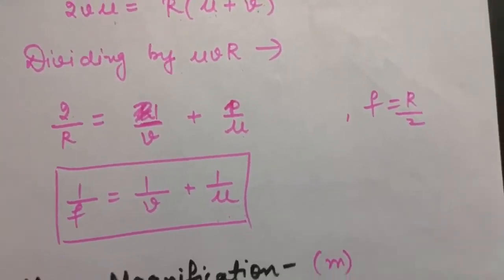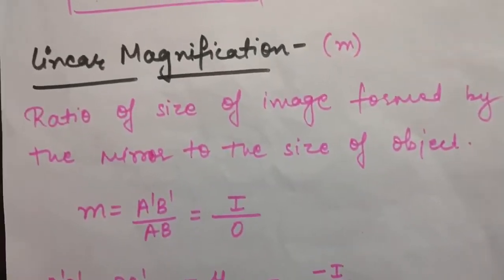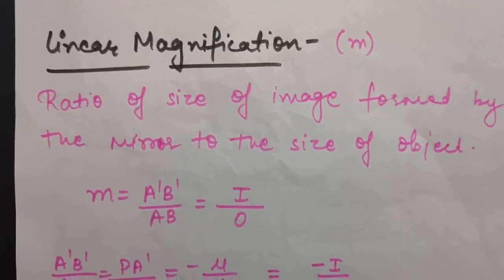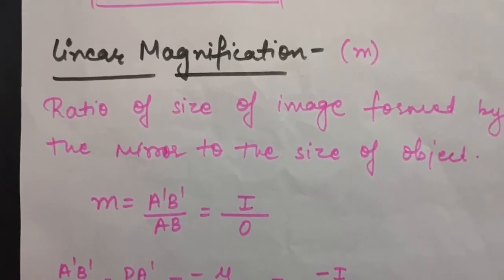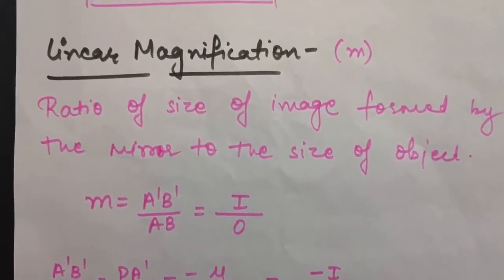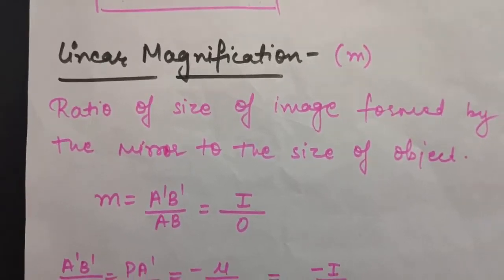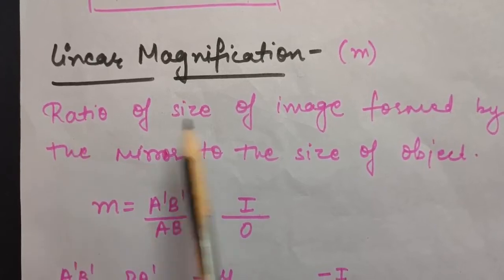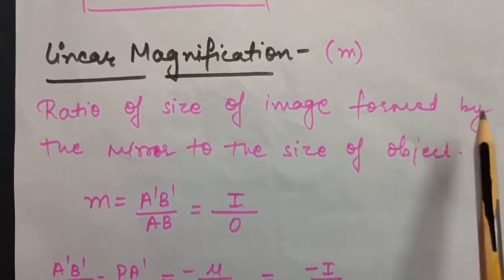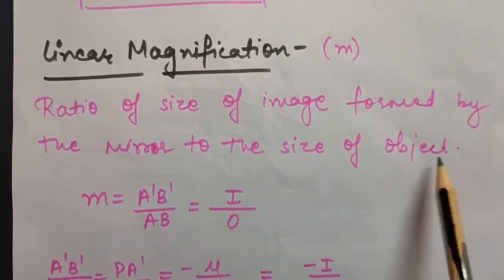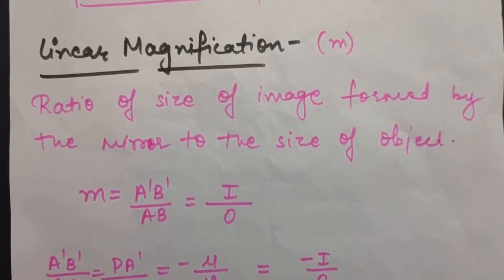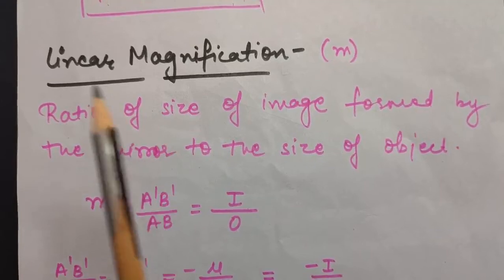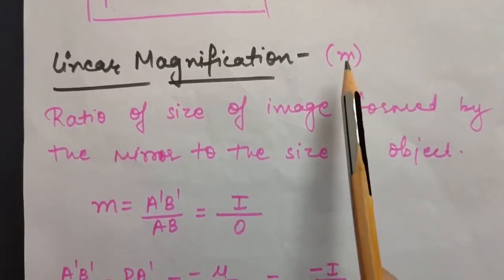Okay, now let us study one more term called linear magnification. The linear magnification tells how your image is formed, that is, either it is formed real or virtual, or it is formed magnified or diminished. First of all, the ratio of the size of the image formed by the mirror to the size of the object is called linear magnification. We will be denoting linear magnification by small m.